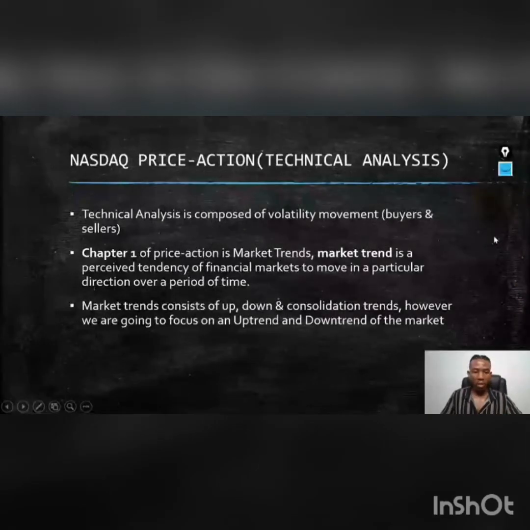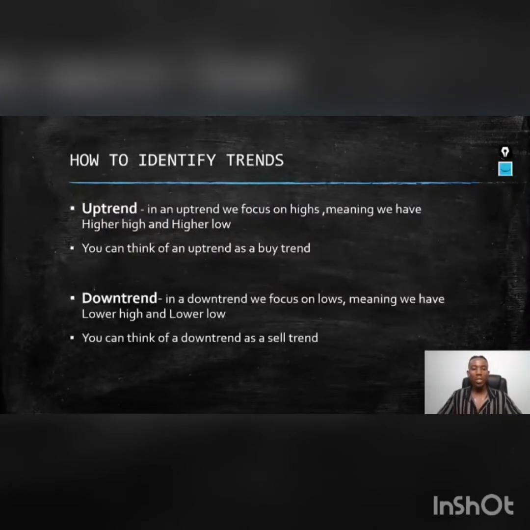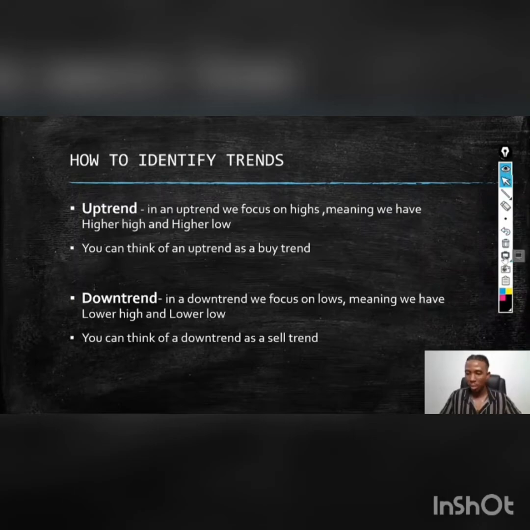Now that we have identified a consolidation trend, let's go into how to identify trends. Firstly, we're going to start with an uptrend. So what is an uptrend? In an uptrend, we're going to focus on highs, meaning we have a higher high and a higher low. You can think of an uptrend as a buy trend. Let me show you an illustration of what I mean by this.